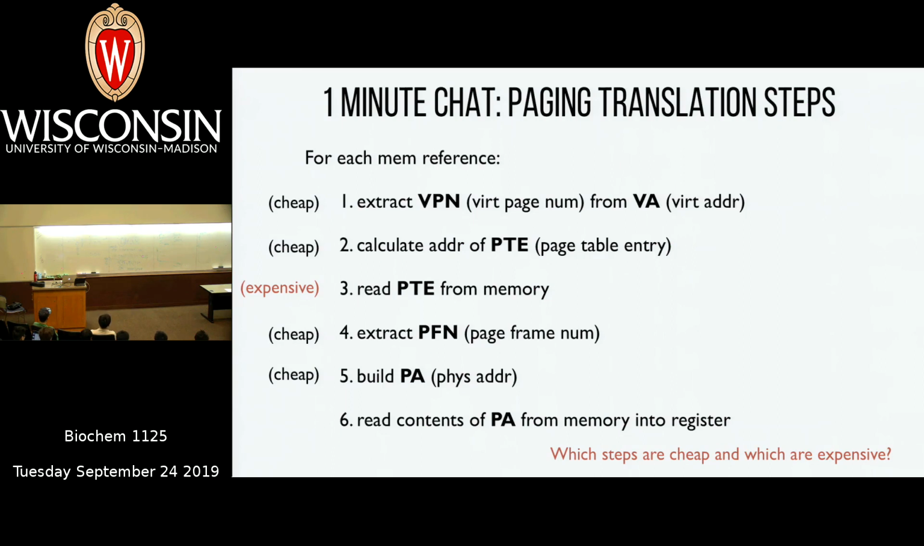And then we finally do the thing that the user-level program wanted to do. We read the contents of that physical address from memory into some register or something like that. I didn't show that in here. We're actually doing the load, and that one's going to be expensive as well. So anytime we access memory, it will be slow. Anytime we're just doing some address calculations or some bit manipulations, that'll be quick. Okay. So those are the basic steps that you're going to do whenever you need to translate a virtual address to a physical address. And we have simple linear paging.